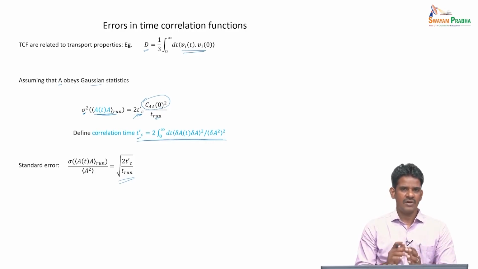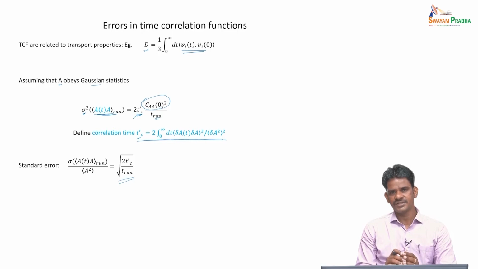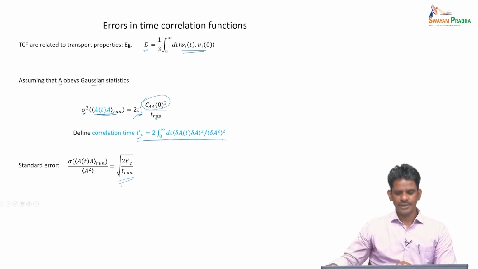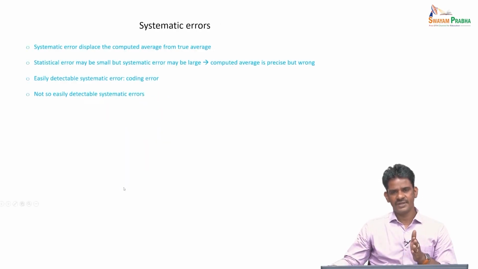So essentially all the measurements that we make in simulations should be reported along with some error estimate, and these error estimates are statistical so far, and then we have looked at various methods by which we can measure these errors. Now we will look at the other type of errors which are known as systematic errors.